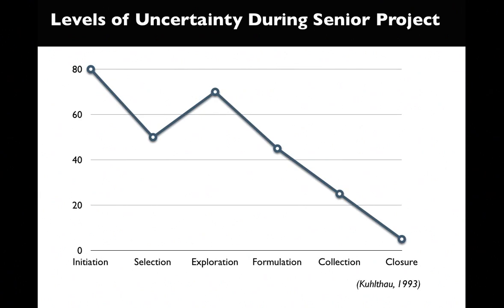Carol Guilthau, who's a researcher, has charted students' levels of uncertainty during the research process, and what she found is that those levels of uncertainty and anxiety spike in two places. One, at the very beginning of the process, when you're trying to figure out what it is you want to actually research, and then during the exploration phase, where you've figured out your research question more or less, and you go out and try to find information for it.